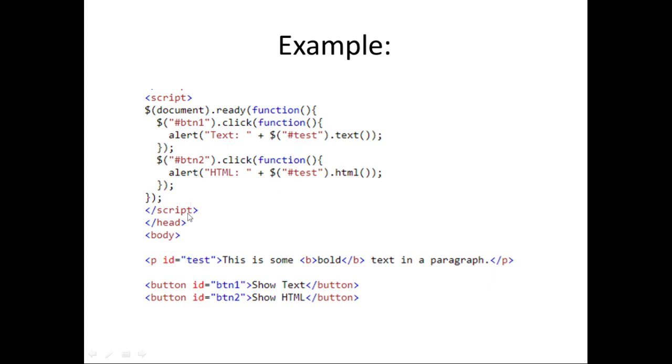For button 2, it's similar to the first button, except that instead of text, we use HTML. So the first will give, of course, the text value of this element, the text inside the element P. And this one will also give the text inside the element, but including the markup.